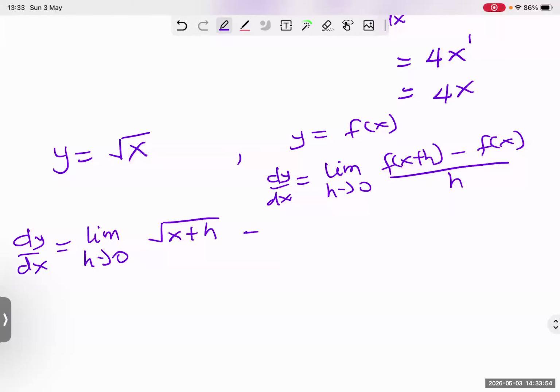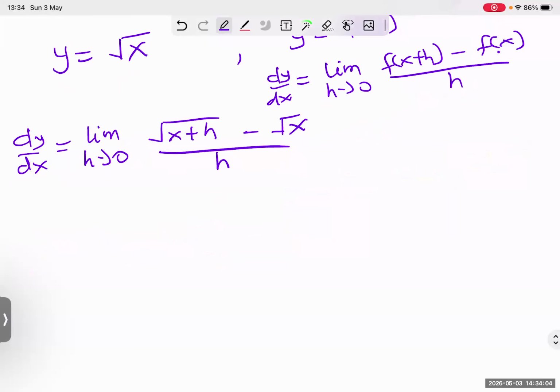Minus what follows after that? What follows after that is the original function itself. So minus square root of x all over h. This is equal to the limit as h approaches 0 of square root of x plus h minus square root of x all over h. We need to simplify this.